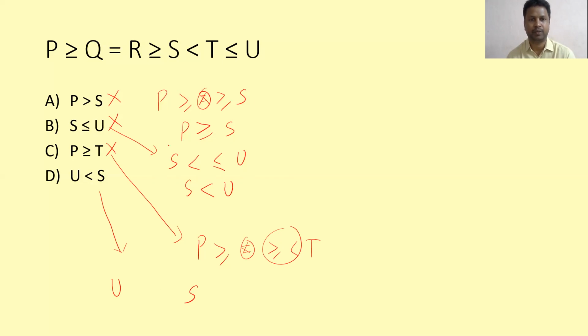And U and S. See, between U and S the symbols are like this. Towards U it should be open, towards S it should be pointed. You want to be very careful with these symbols. The symbols are in the same direction. Yes, this one has equal, this one does not have equal, so I can say U is greater than S. But here it is given U is less than S, so this is wrong. All are wrong. Okay, you got it?